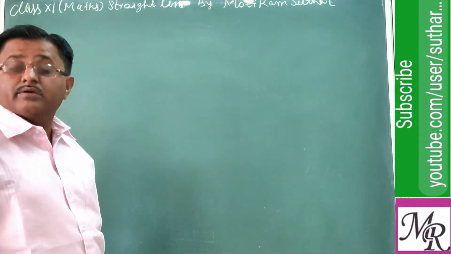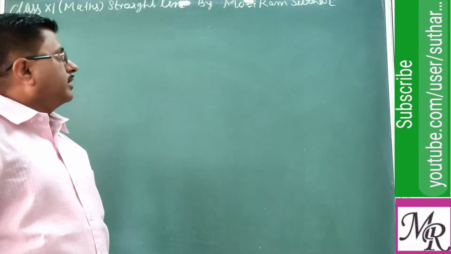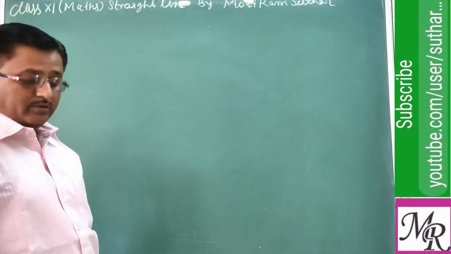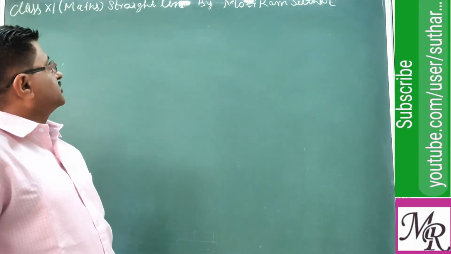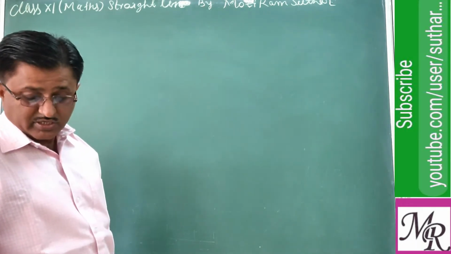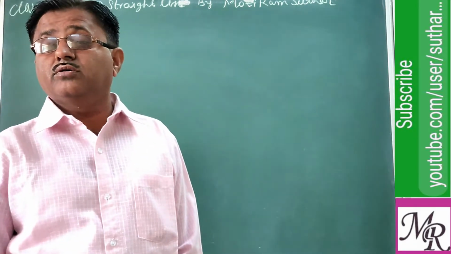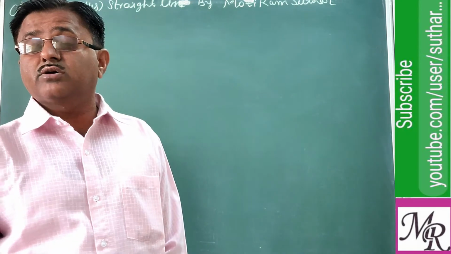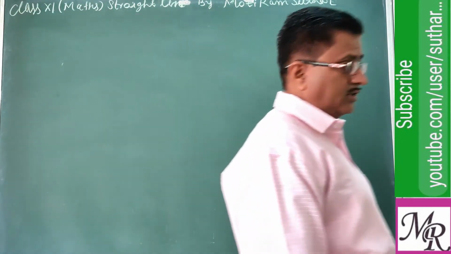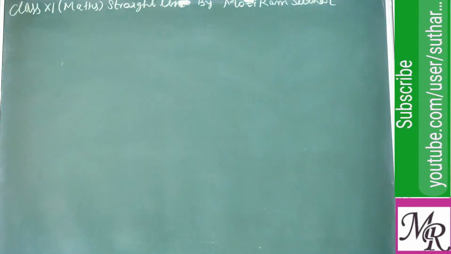Dear student, today we are starting the new unit, that is the straight line, which is related to the coordinate geometry. In previous class you already know some basic concepts of the coordinate geometry. So using that basic concept, we can see some properties of the straight line. So let's see.